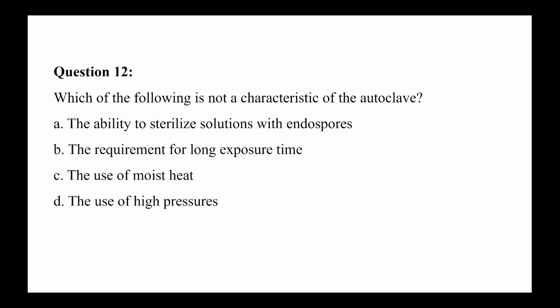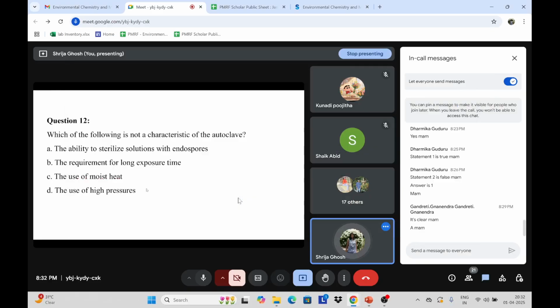Which of the following is not a characteristic of the autoclave? Option A, the ability to sterilize solutions with endospores. Option B, the requirement for long exposure time. Option C, the use of moist heat. Option D, the use of high pressures. So I told you autoclave is like a pressure cooker.